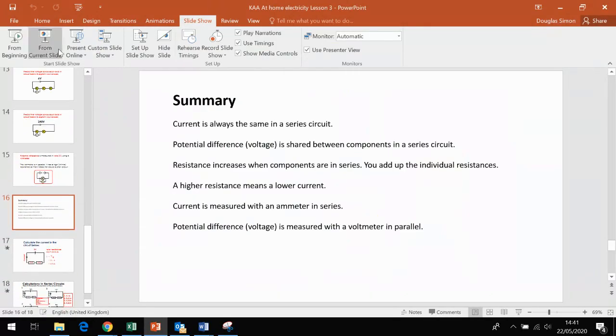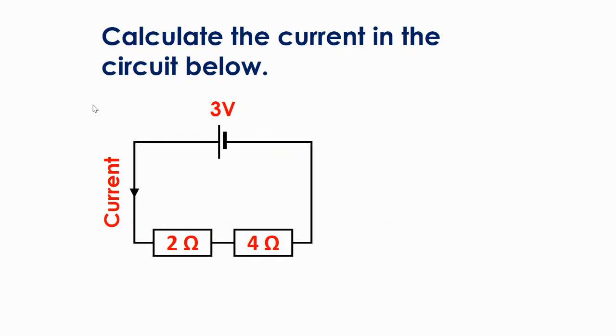Got one more thing to do. Some slightly, well, actually they're not harder at all, but some two-step calculations. How would you calculate the current in this circuit? Well, what do we know? We know what the voltage, the potential difference is. We can work out what the total resistance is. 2 plus 4 is 6. What equation links current, potential difference, and resistance? We know that resistance is potential difference divided by current, so we can work out what the current is.